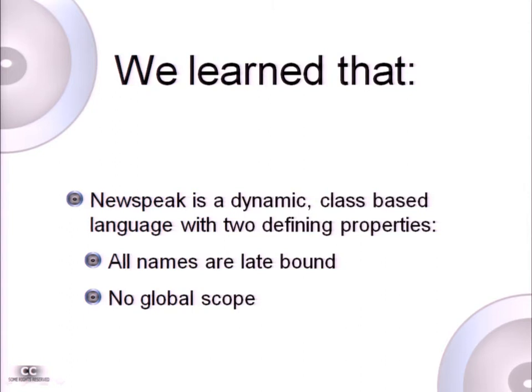The two key ones are on the board. One is that all names, without exception, are late bound. In Smalltalk parlance, that means everything is a message send. In English, you can assume that everything is a virtual method call. And the other thing is that there's no global scope. And this has lots of interesting implications. There have been languages that have one or the other of these properties, not many, and they're usually interesting. But as far as I know, putting them together in this way is unique to Newspeak.